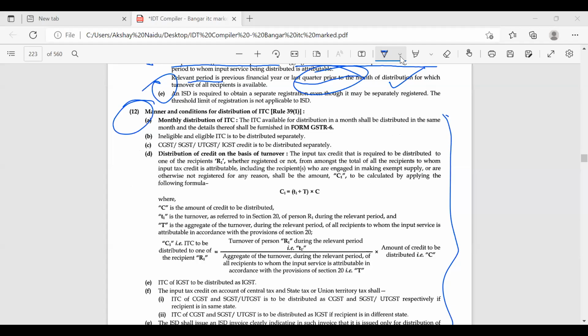Chalo, let us see. Monthly distribution of ITC. ITC available for distribution in a month shall be distributed in the same month. Is there any point to explain that every month ITC will be distributed? Ineligible as well as eligible ITC distributed separately. Understanding? Eligible you have to distribute, ineligible you have to distribute, but bifurcated. This is eligible, this is ineligible, and distributed according to the turnover.